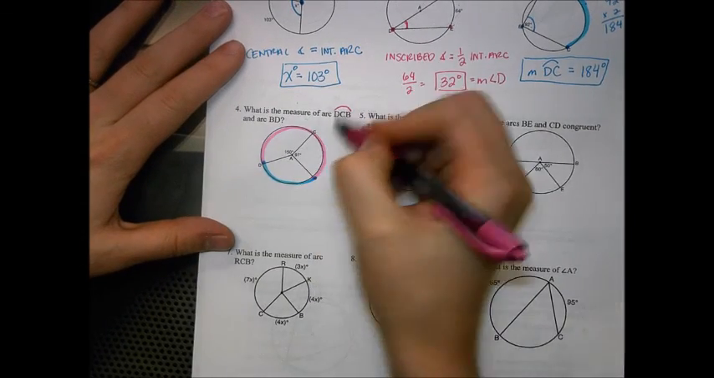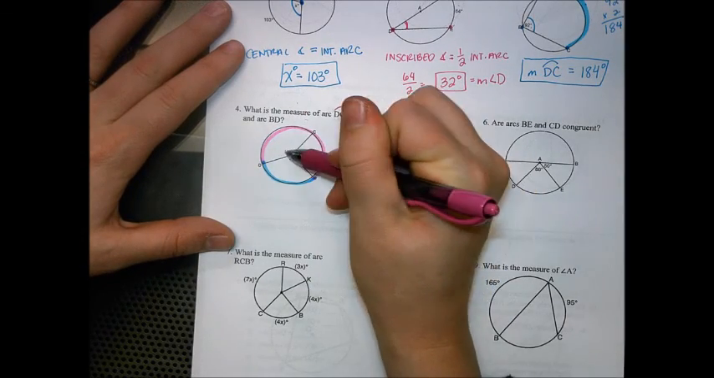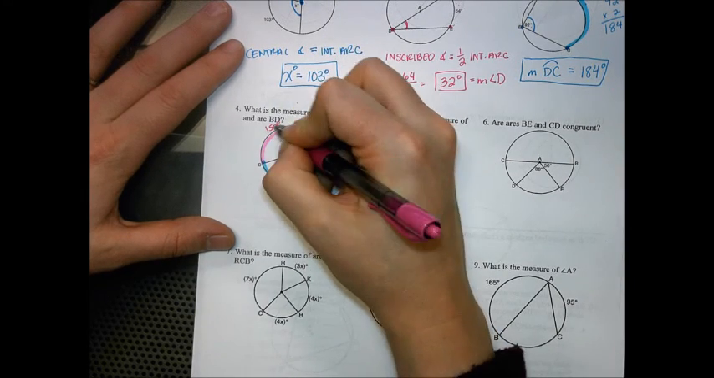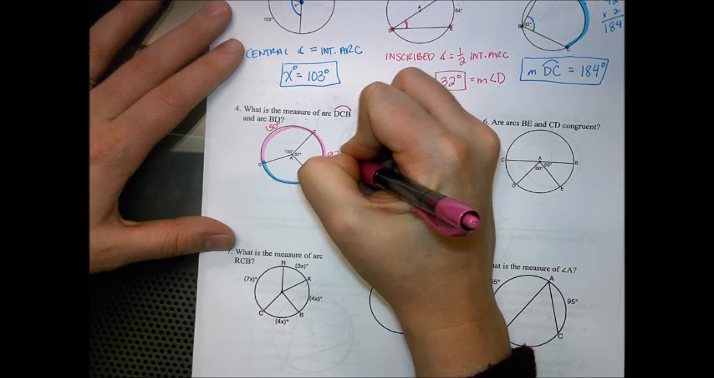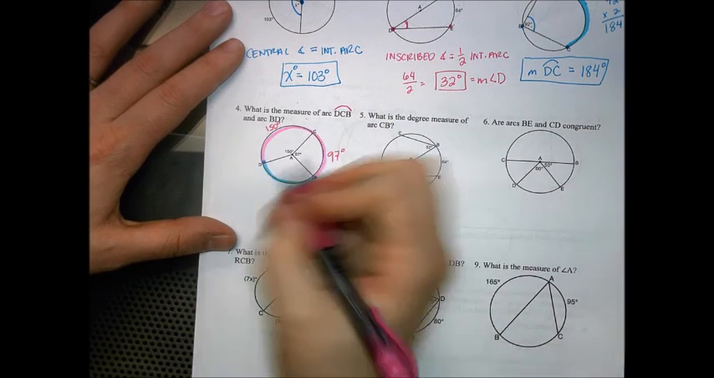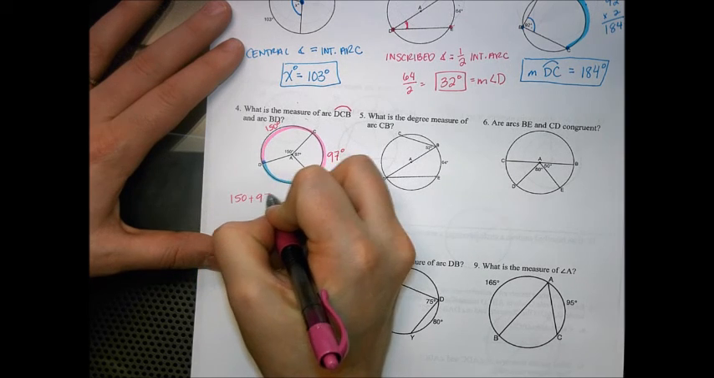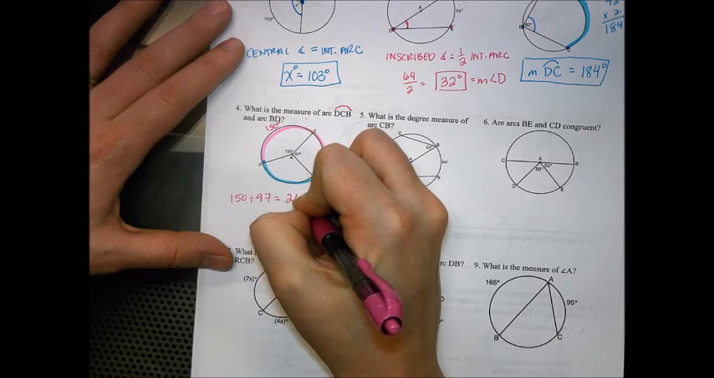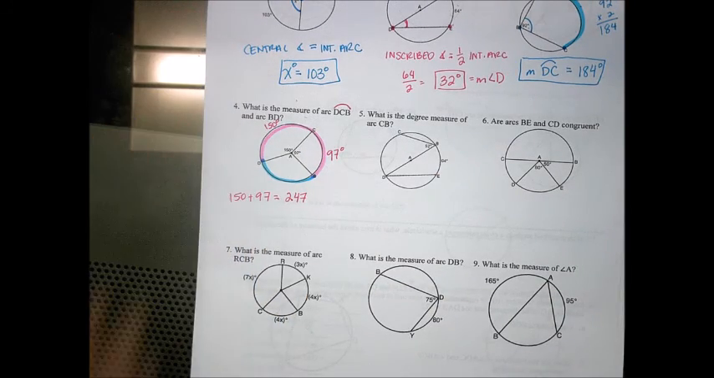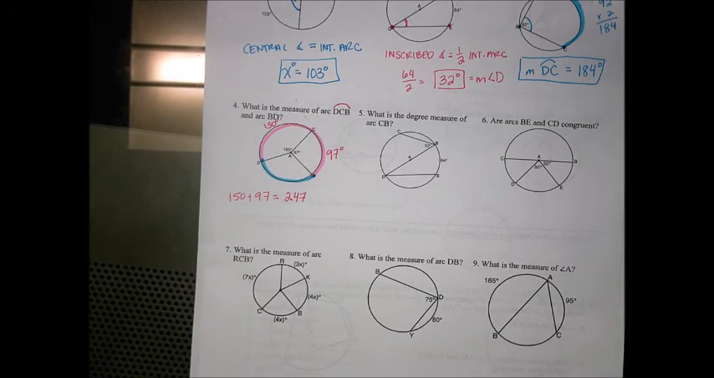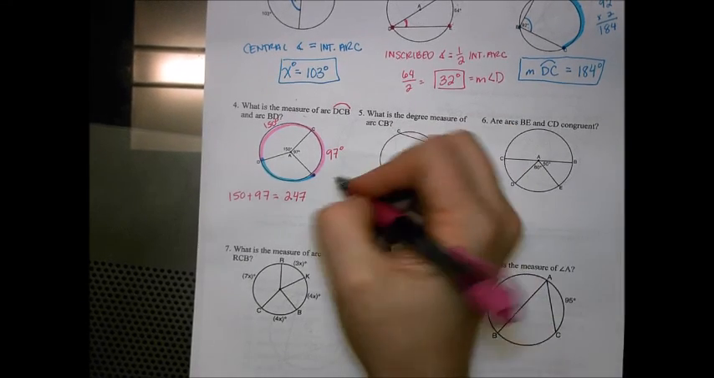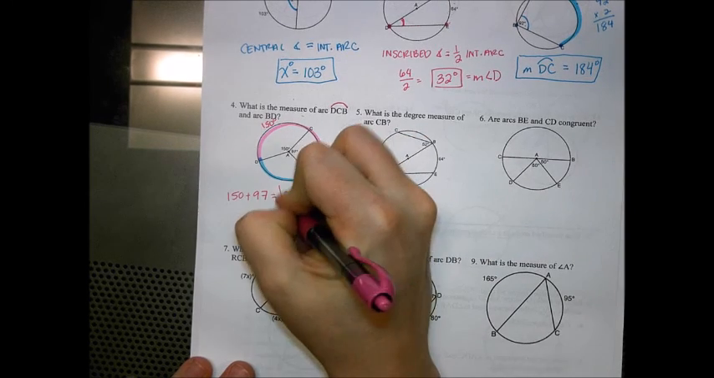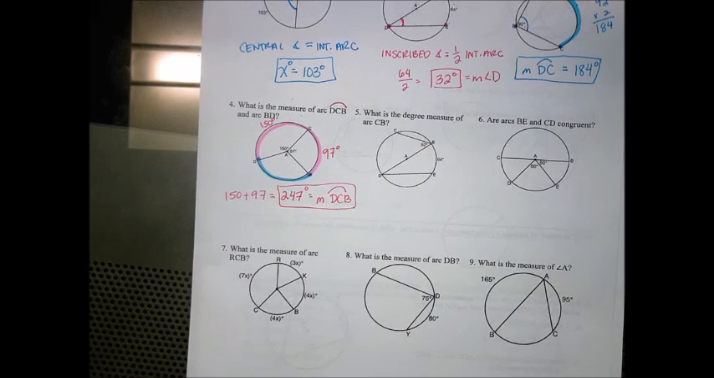First of all, the measure of arc DCB is this entire arc, where each part, each angle is the same as its arc because these are central angles. So I add up 150 plus 97, which is 247. And that gives me the measure of arc DCB, 247 degrees.